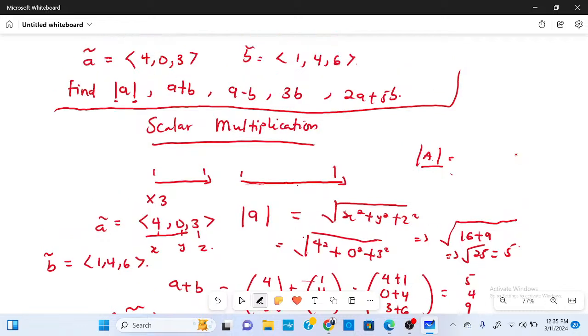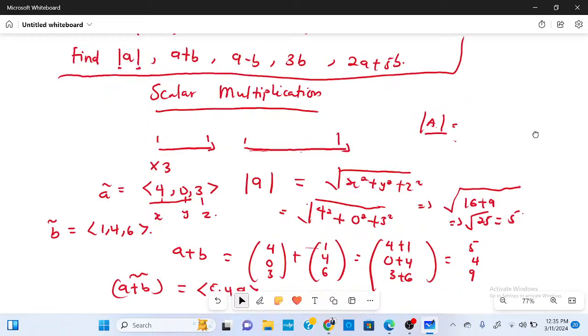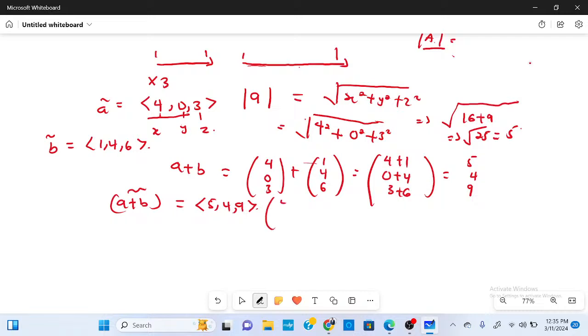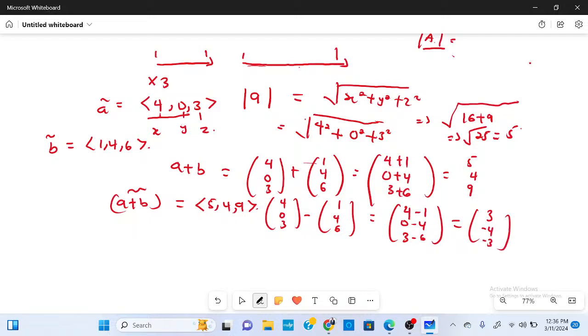You can do that for A minus B. So for A minus B, we simply subtract the components. I'm simply going to have my A, which is <4, 0, 3>, minus <1, 4, 6>. So I'll just subtract the respective components. So I have 4 minus 1, 0 minus 4, then 3 minus 6, giving me 3, negative 4, negative 3, right? So <3, -4, -3>, like this.